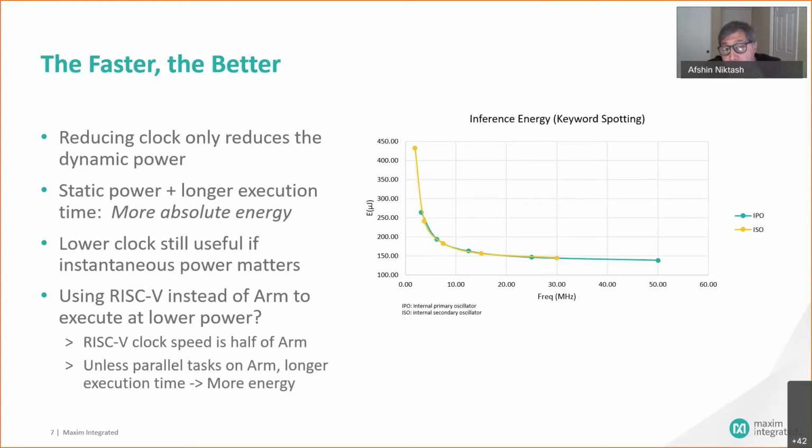instantaneous battery power. Another observation is to use the RISC-V, which is a lower power micro than ARM, to execute part of the applications, like some pre and post processing. Again, the caveat here is that the RISC-V is in the same clock domain as CNN, and it's half the speed of the ARM. So what we noticed is that the total energy may increase as the processing time expands.